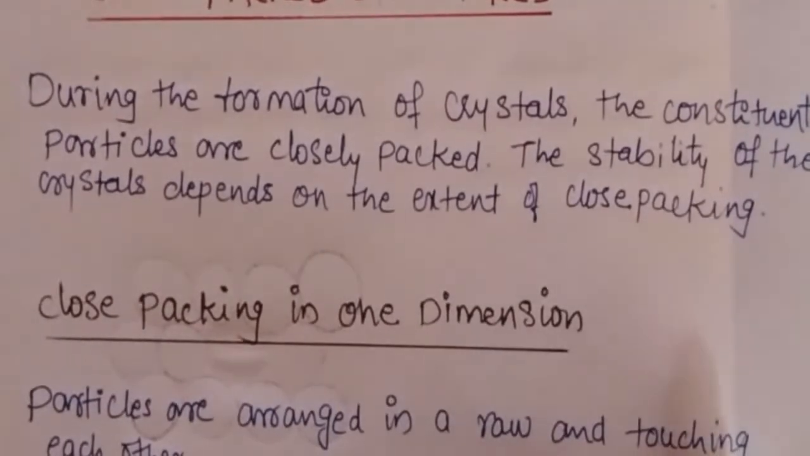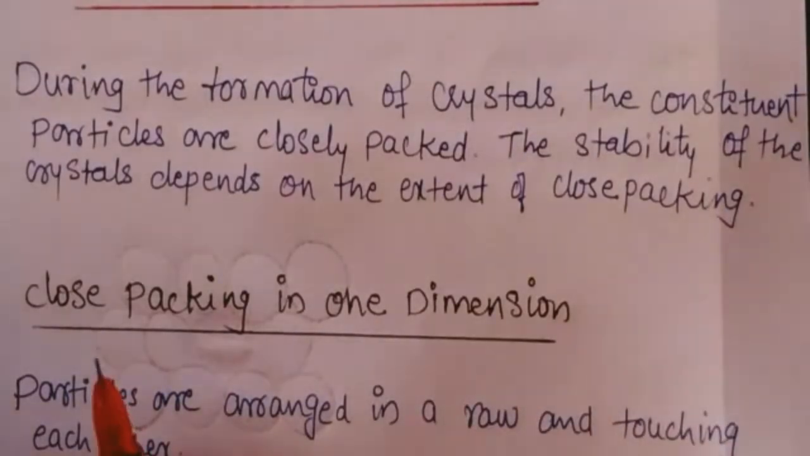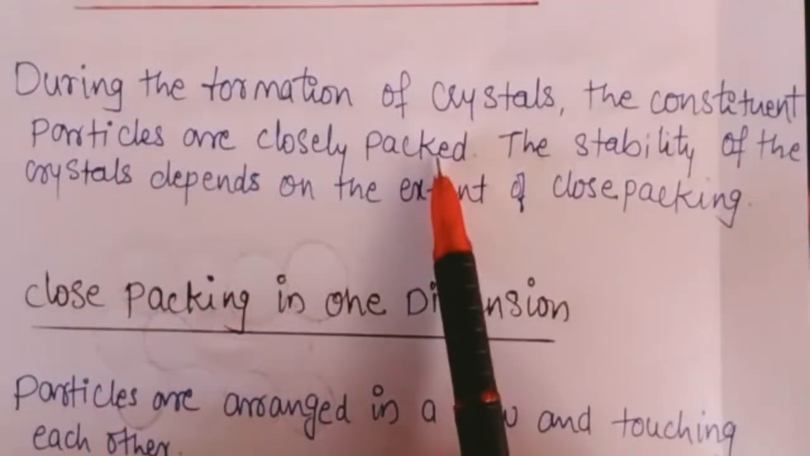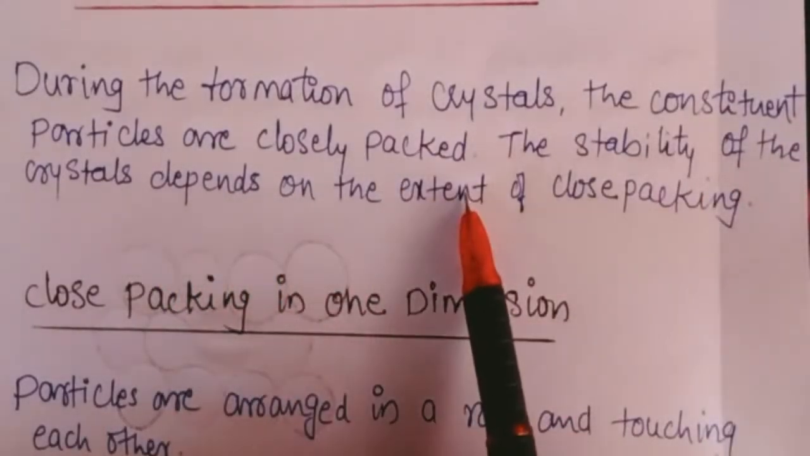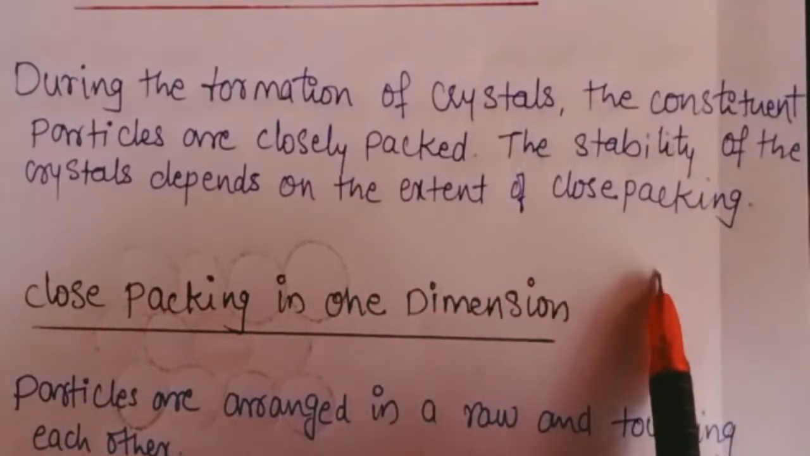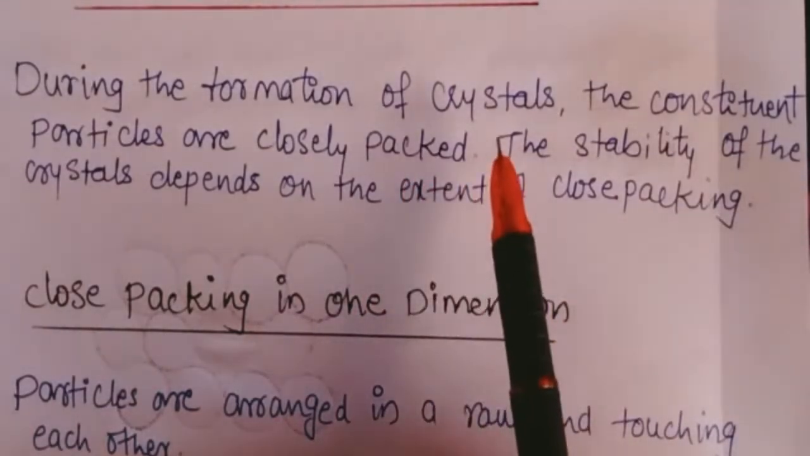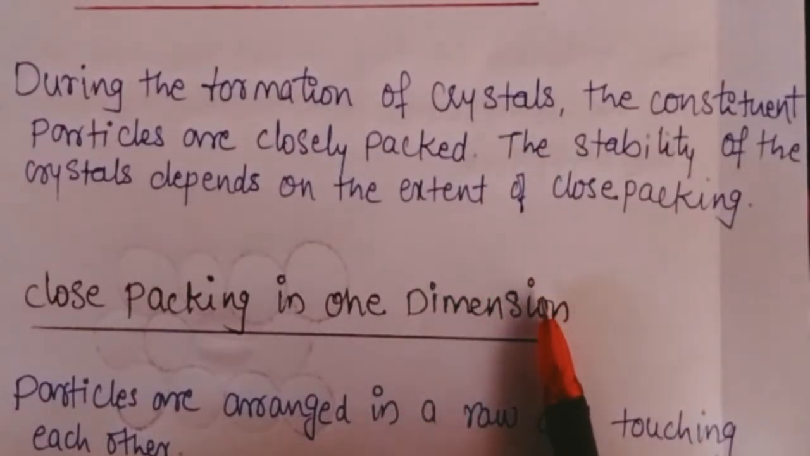So the next one is close packed structure. It means that during the formation of a crystal, the constituent particles are closely packed. The stability of the crystal depends on the extent of the close packing. So we are discussing close packing in 1 dimension, 2 dimension, and finally 3 dimension.